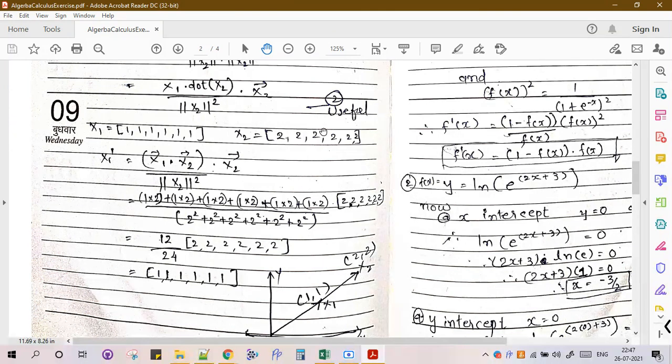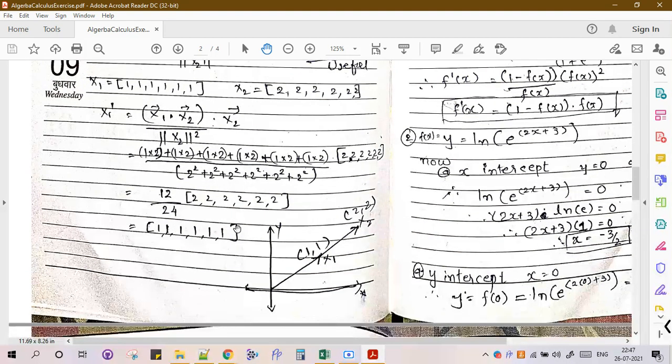And if I take the square, the under root will cancel out. So it is 2 square, 2 square, 2 square, 6 times. So it is nothing but 4 plus 4 plus 4, which is 4 multiplied by 6, 24. And x2 is a vector, so just write x2 as it is, 2 2 2 2 2. So we have 12 divided by 24, times 2 2 2 2 2. So 12 divided by 24 is 1 half, so 1 half of 2 is 1 1 1 1 1. So we got this answer.